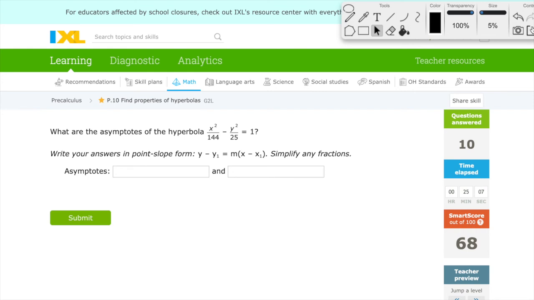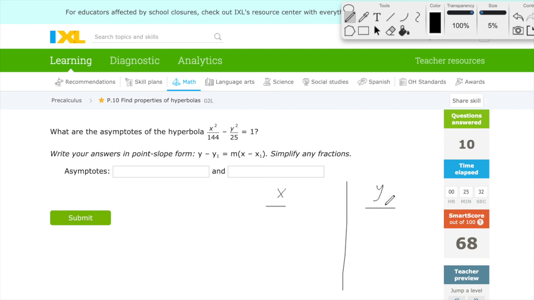Okay, we're almost to that 70 score. What are the asymptotes? Okay, so for the asymptotes, we have two different formulas again based on if x or y is first. We'll kind of set that up similar to what we were doing before. If x is first, right here. If y is first, right here.